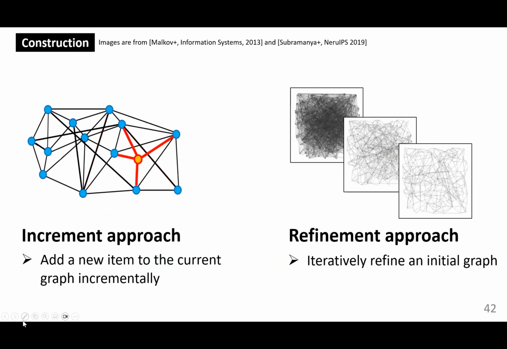Okay, first I'll explain construction, how to make the graph for graph search. There are two approaches. The first is the incremental approach, putting items in one by one. The second is the refinement approach, where we start from some graph and iteratively update it. I will explain the incremental approach first.